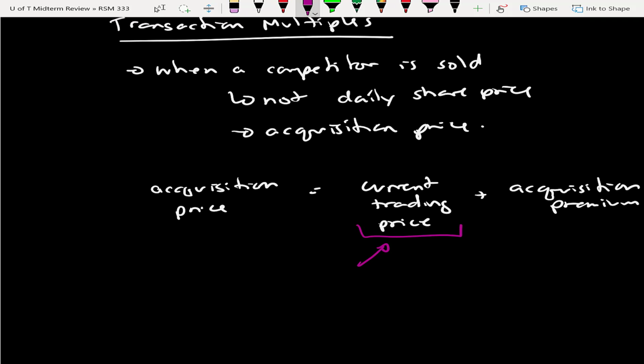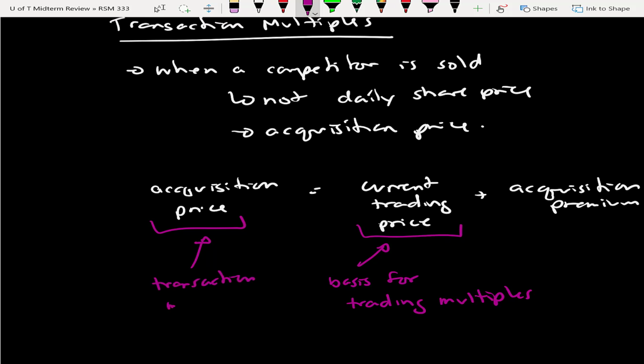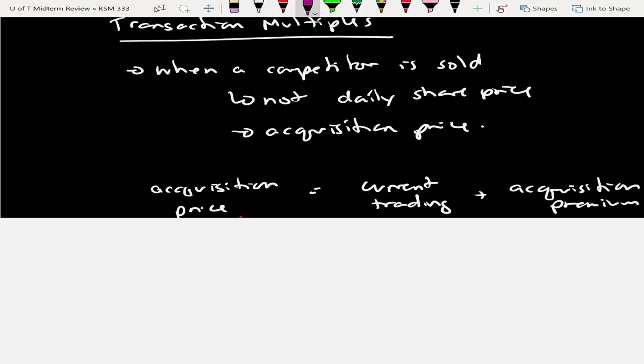So this is the basis for trading multiples. And this is the basis for transaction multiples. And whether you have a transaction multiple or not really depends on if you found a company that was sold recently that was similar to yours. If not, then you would default back to trading multiples.